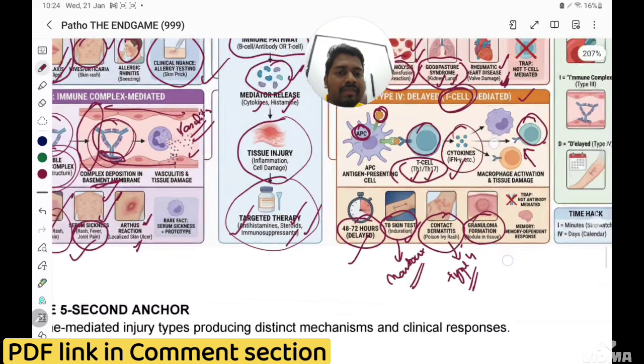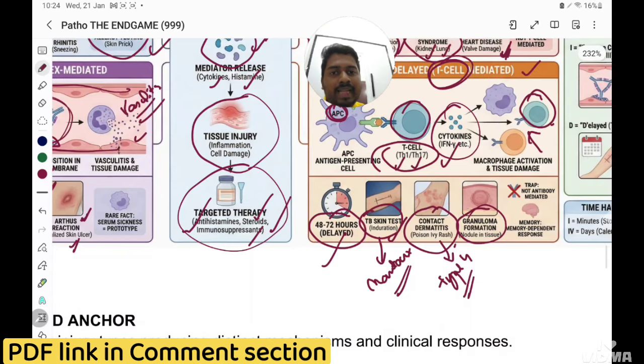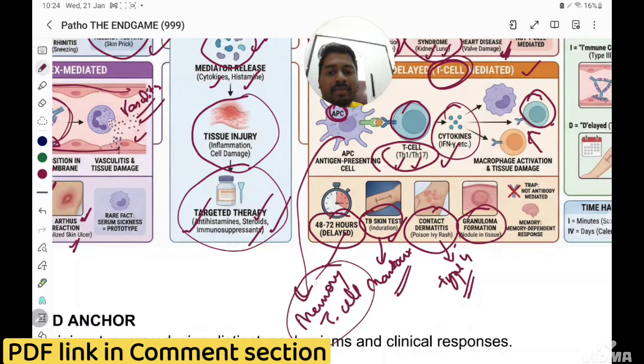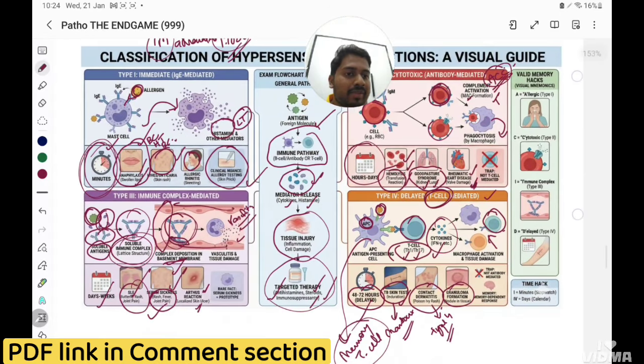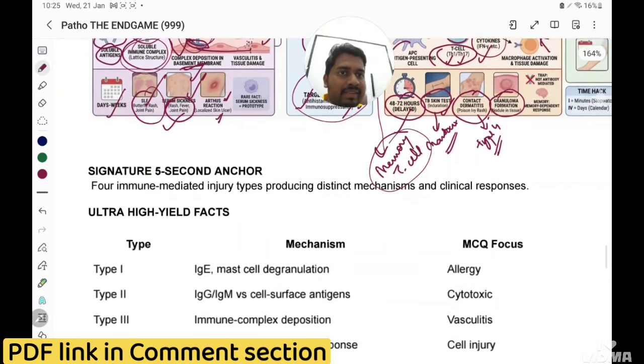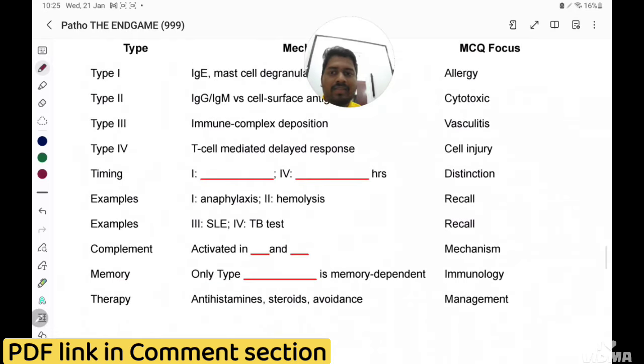One more important thing is that type 4 inflammation is related to memory cells. In other hypersensitivities, memory T cells are not activated; memory activation happens only in type 4 hypersensitivity. I think I have covered almost everything, so let's solve questions. Regarding timing, type 1 occurs within minutes to hours, and type 4 occurs within days, that is after 24 to 72 hours.